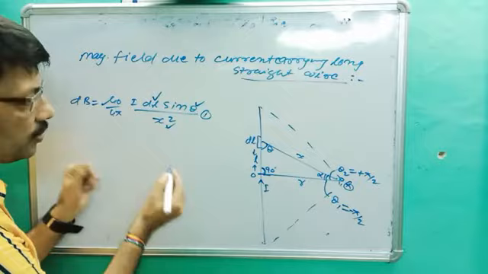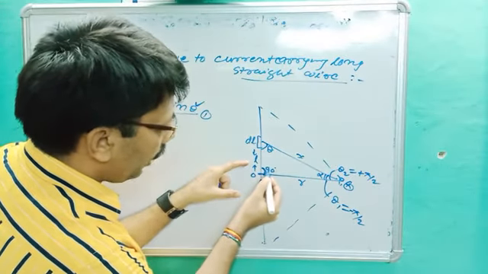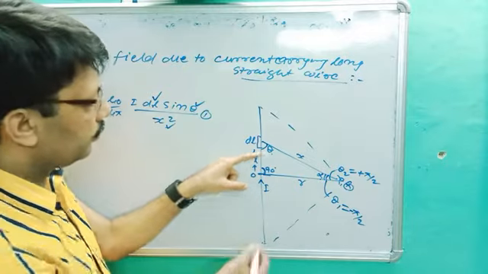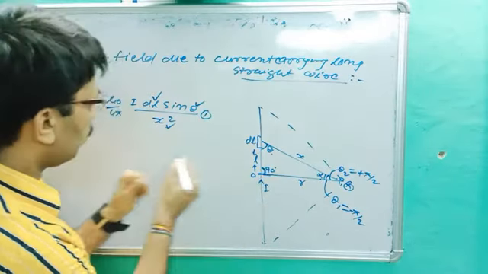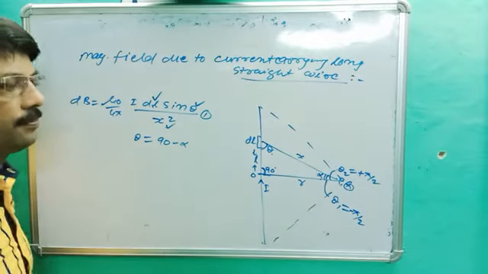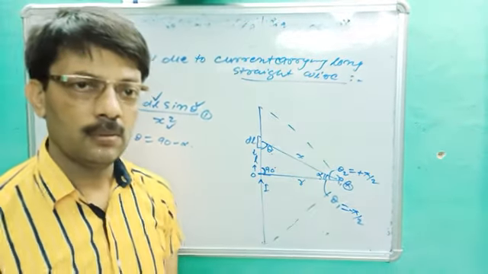First, theta is very easy. 90 minus alpha is equal to theta. You can check here in the triangle: theta is equal to 90 minus alpha.